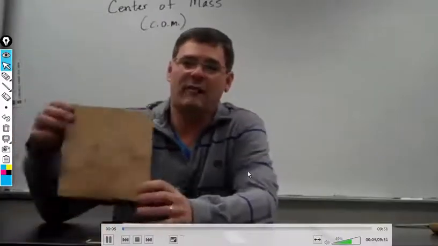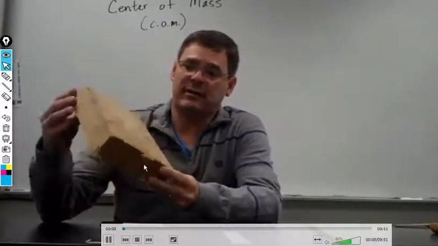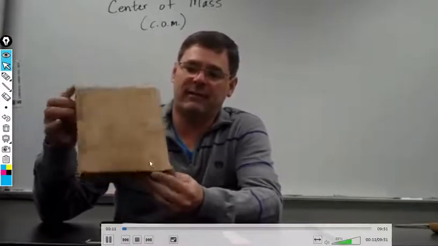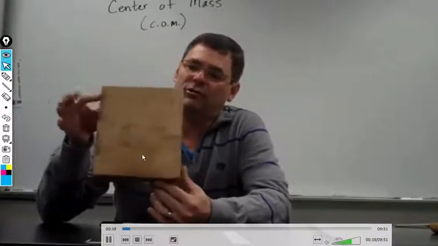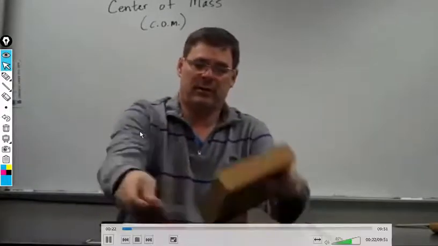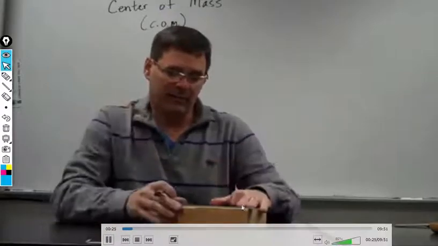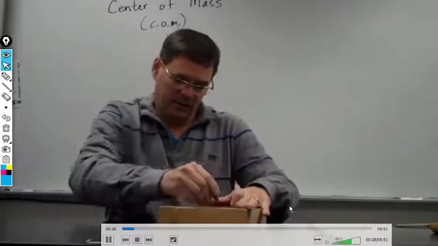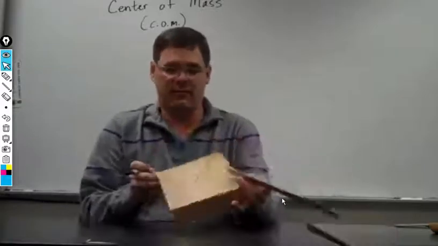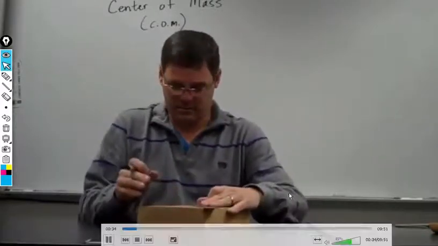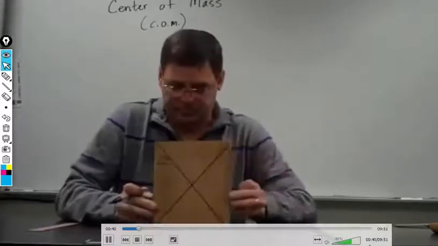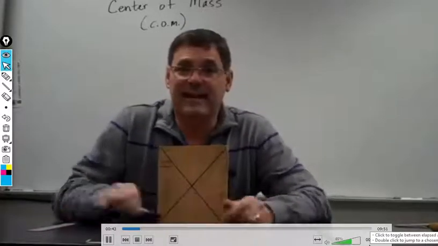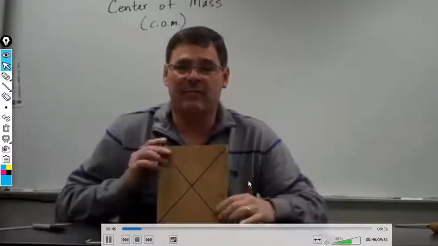To find the center of mass of a regularly shaped object, like this block of wood, it's nice and rectangular, uniform density, same thickness throughout. The center of mass of an object like this is at its geometric center. For this, I can just take my ruler, I can draw a diagonal from one corner to the other, and draw another diagonal from the other corner. And where the two lines intersect, that's going to be the center of gravity of this object.